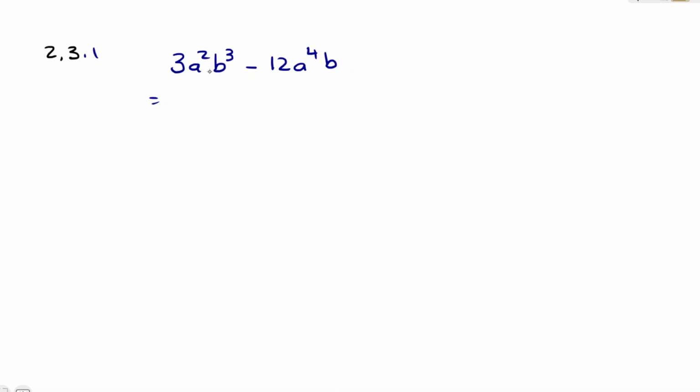So we have 3a squared times b to the power of 3 minus 12a to the power of 4 times b. Now let's look for the common term. Remember there are two terms here. This term 3a squared b to the power of 3 is one term. 12a to the power of 4 times b is one term. There are only two terms here.